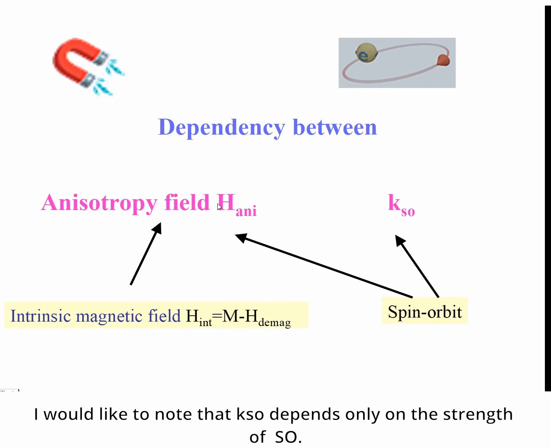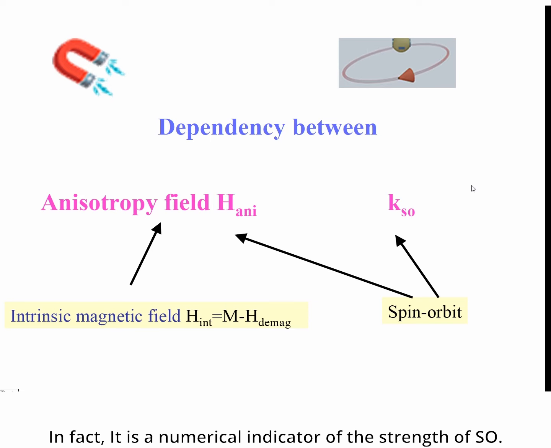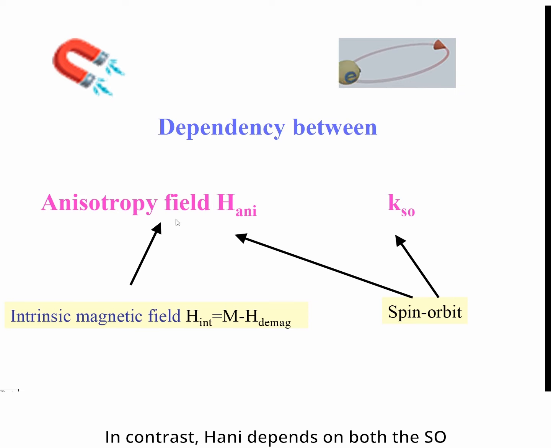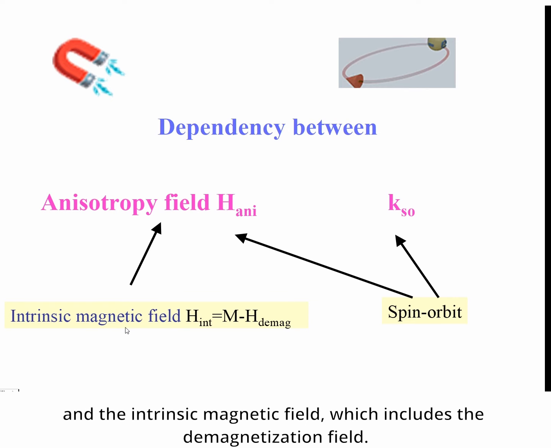I would like to note that coefficient of spin-orbit interaction depends only on the strength of spin-orbit interaction. In fact, it is a numerical indicator of the strength of spin-orbit interaction. In contrast, anisotropy field depends on both spin-orbit interaction and intrinsic magnetic field, which includes demagnetization field.